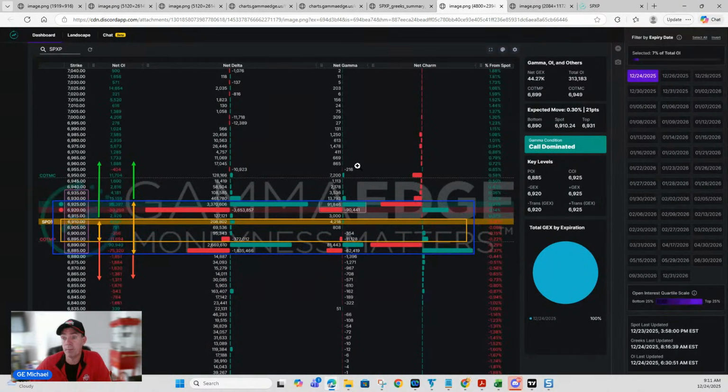So again, call dominated should be supportive. Two transition areas, the DS as well as the GEX and DEX transition, and the IC most likely will contain price action for the day, the bounds. So we'll continue to watch that.